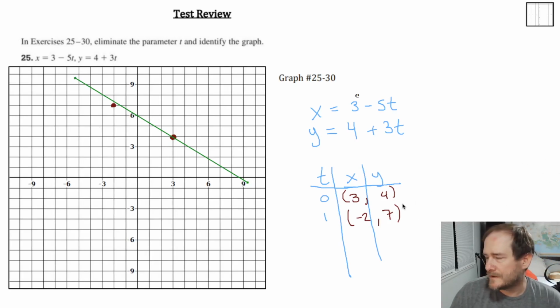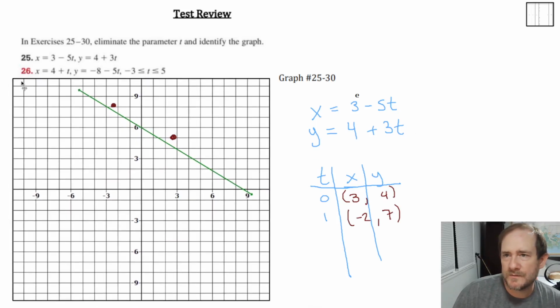From here we could go do 26, but hopefully you can tell that 26 is going to be the same deal. It's another linear and a linear, so it's a line. But the difference is that they gave you a parameter interval, so you wouldn't get a whole infinite line, you would get a line segment. So instead of plotting any two random points like 0 and 1, you would plot the two endpoints at t equals negative 3 and 5.